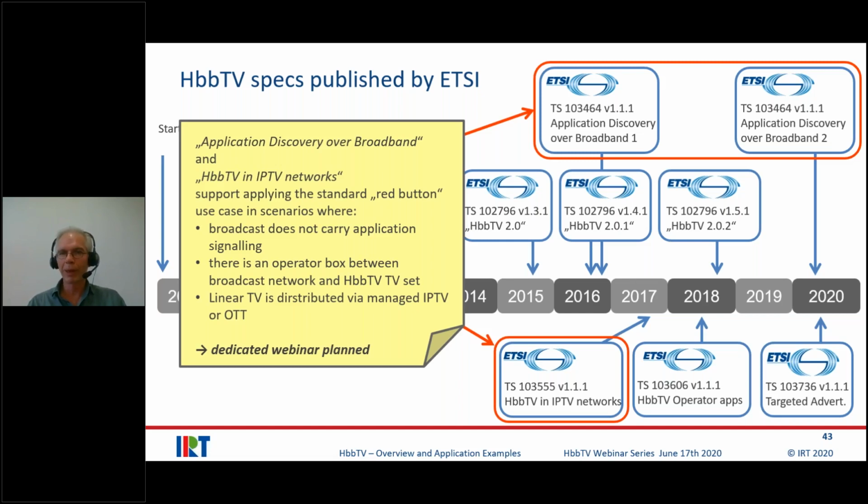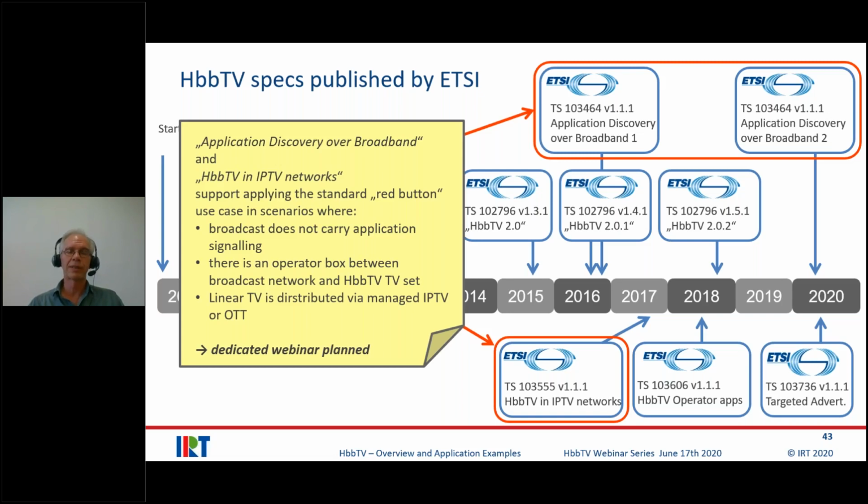Those 3, or basically one is an update of the other. Oh, sorry, I see. I have to correct this. There is a mistyping here. So those 3 specifications: application discovery over broadband and HbbTV in IPTV networks, are designed to allow the application of HbbTV in use scenarios where HbbTV doesn't work today.